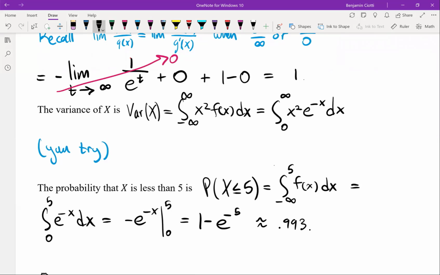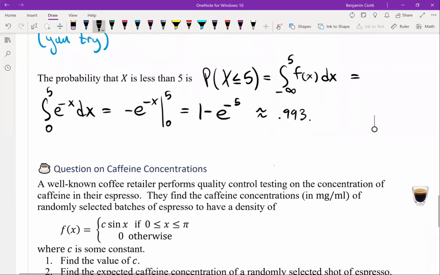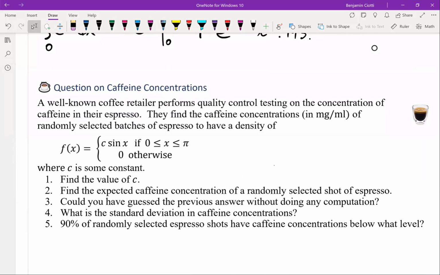Okay, cool. So I've got another problem on caffeine concentrations in coffee, which I'm going to answer in class, but I can at least say what the problem is now. A well-known coffee retailer performs quality control testing on the concentrations of caffeine in their espresso. You can tell I was drinking coffee when I wrote this question. So they find that the caffeine concentrations in milligrams per milliliter of randomly selected batches of their espresso have a density of f of x equals c sine x when x is from 0 to pi and 0 otherwise.